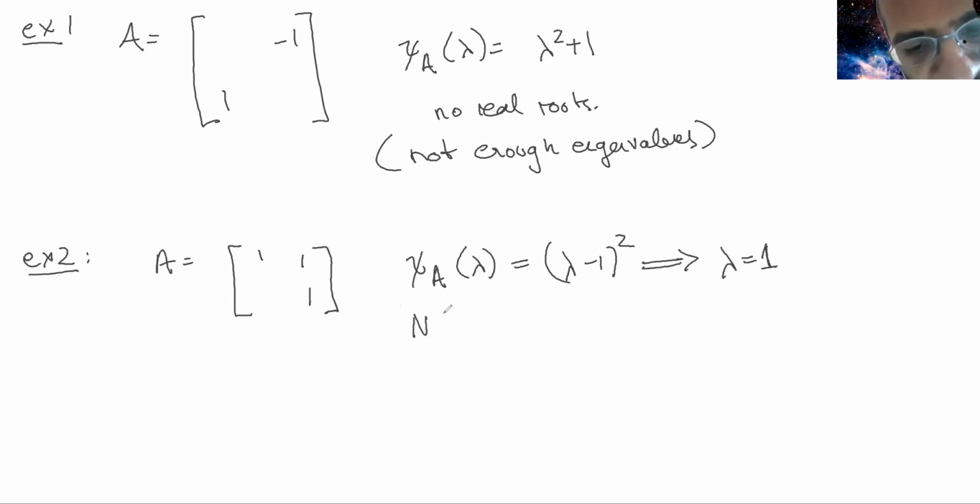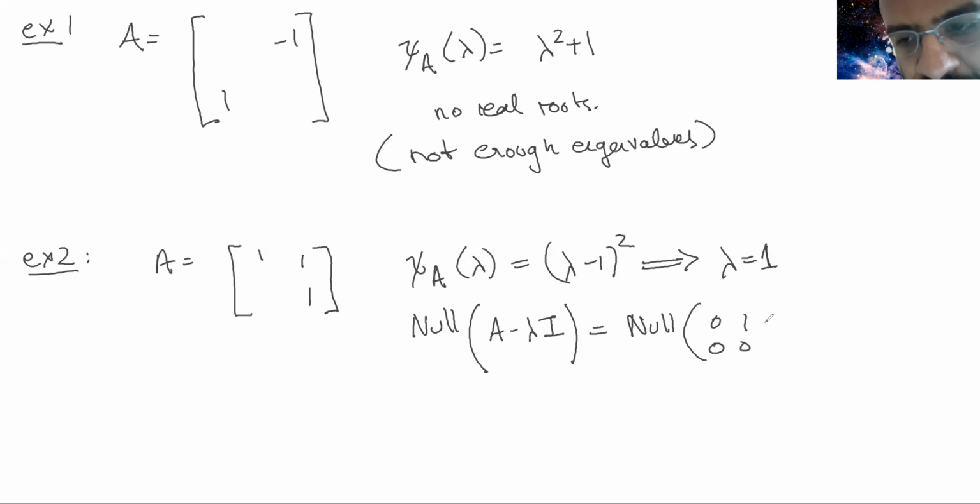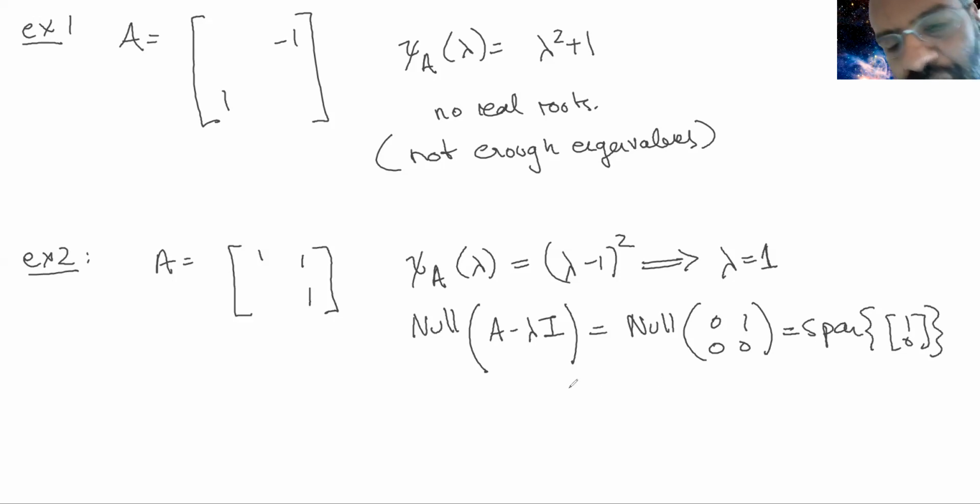But if you compute the null space, which is just the null space of this matrix, this is the span of just this vector. And so you don't have enough eigenvectors, right? So, not enough eigenvectors.